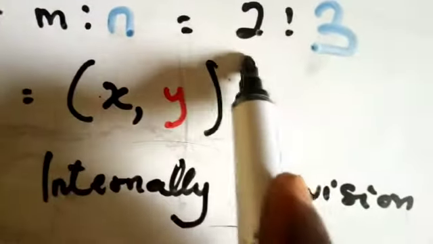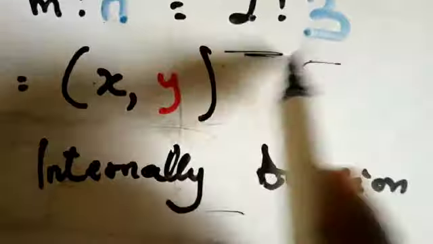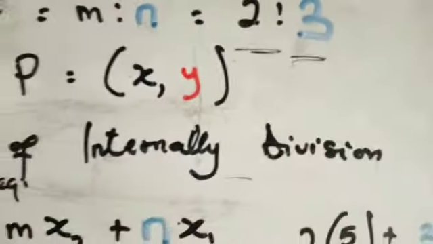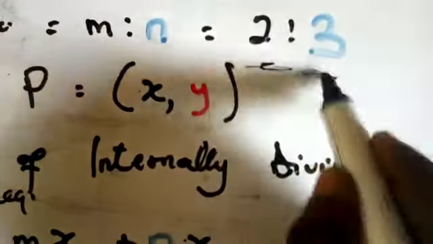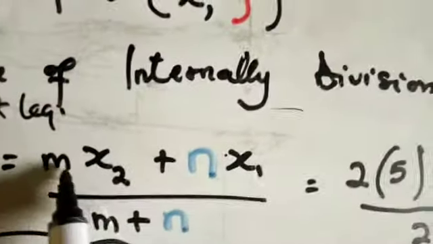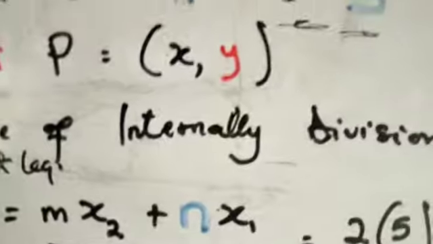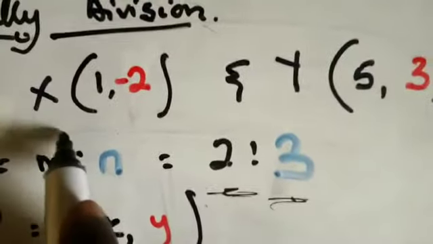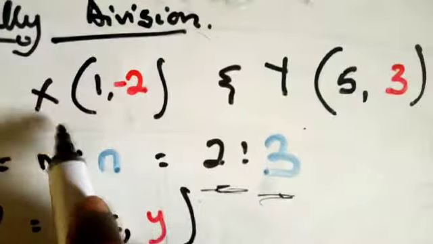All that matters is that you understand how the ratio is given to you in the question. The m and n are the ratio being given to you. So the m is multiplied by the first x2 here. Look, we are dividing the x and the y.